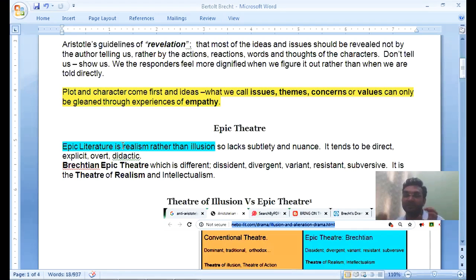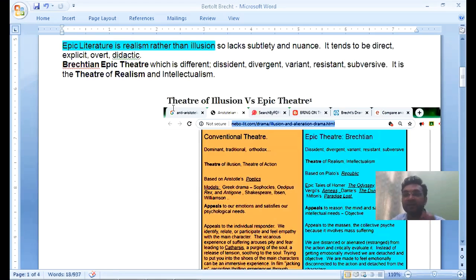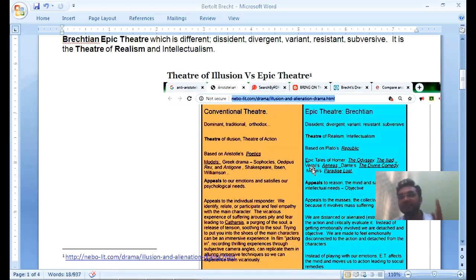Okay, traditional theater, classical theater, you can say Aristotelian theater. You can find the difference between them. I have pictured something here. This represents the difference. What can be the difference between conventional theater, theater of illusion, Aristotelian theater, and epic theater? All the points which I have mentioned, conventional theater, Aristotelian theater, theater of illusion, these are all representatives of the same point. You can say these are all synonyms for one point, Aristotelian theater.